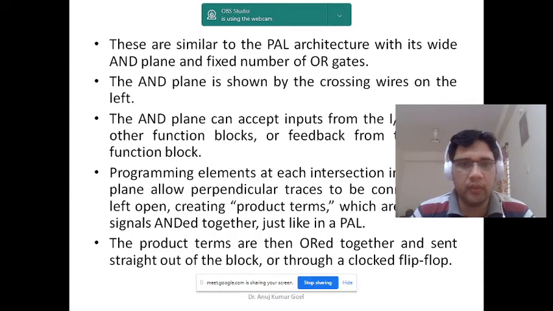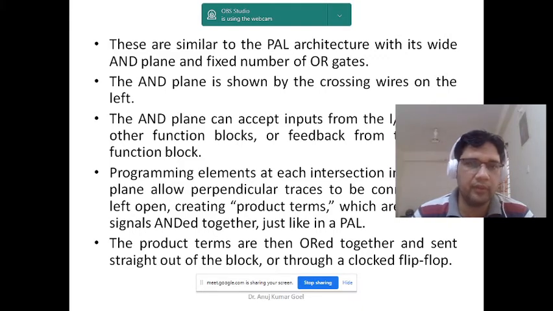So it is the theory part for the same that I already explained to you. These are similar to PAL architecture with its wide AND plane and fixed number of OR gates. The architecture is similar to PAL because in the functional block we have the PALs within the functional blocks. Many PALs are combined together to implement complex functions. So first it has the AND plane, and then it has the fixed number of OR gates in the OR plane. The AND plane is shown by the crossing wires on the left.